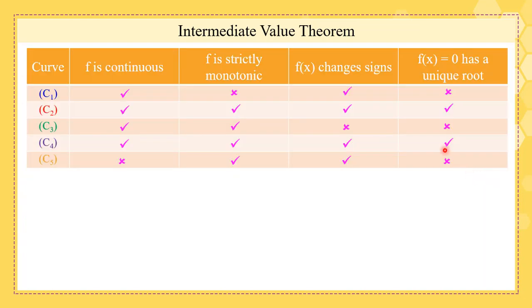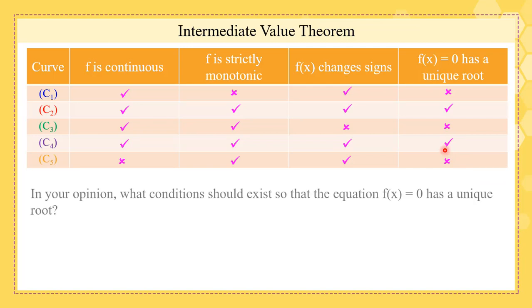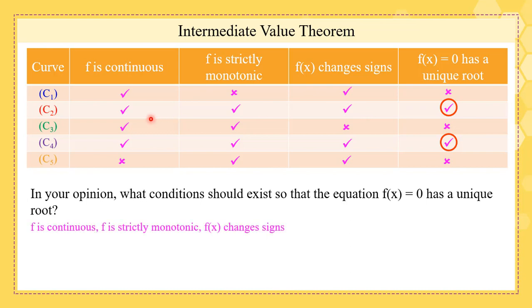Now this is the table that we completed before. Let's see the question. In your opinion, what conditions should exist so that the equation f of x equals 0 has a unique root? Well, to have a unique root, as you see here, f should be continuous and strictly monotonic, and f of x should change signs.